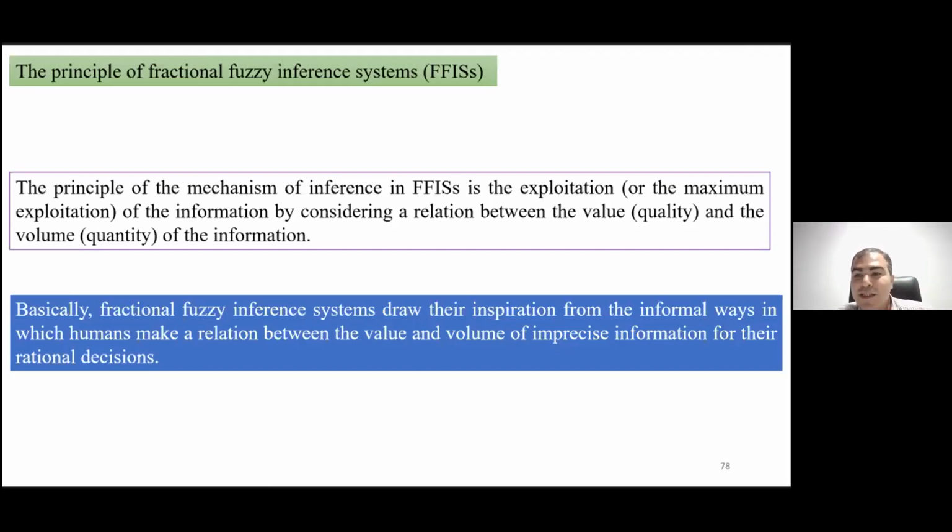What should be understood is that the common principle of fuzzy set theory and fuzzy inference systems is to enable us to make a mathematical model that reflects the way in which humans think, make decisions, and compute based on their perception. In this direction, basically, fractional fuzzy inference systems derive their inspiration from the informal ways in which humans make a relation between the value and volume of imprecise information for their rational decisions.